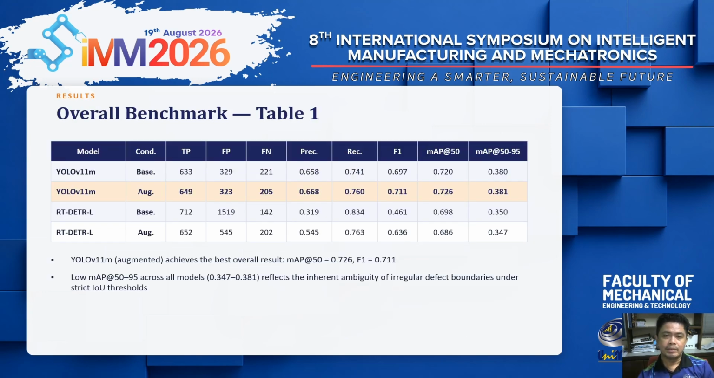This table summarizes all our results. YOLOv11M with augmentation gave the best overall performance with mAP50 of 0.726 and F1 score of 0.711. You can also see that mAP50-95 is lower for all models, around 0.35. This is because steel defects have irregular shapes, making it hard to satisfy strict boundary matching.